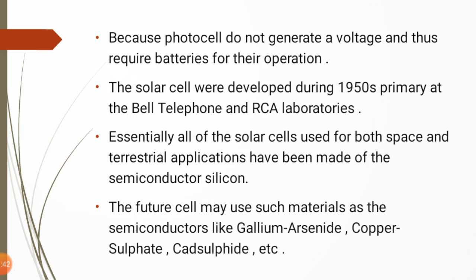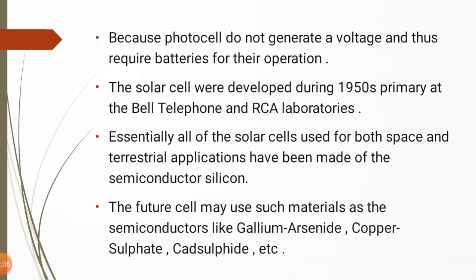In terrestrial applications, solar cells are also used. So there are different applications for solar cells. The future cell may use materials such as semiconductors like gallium arsenide, copper sulfide, and cadmium sulfide. These are all the materials. As we discussed, for solar cell construction we require only semiconductor material.